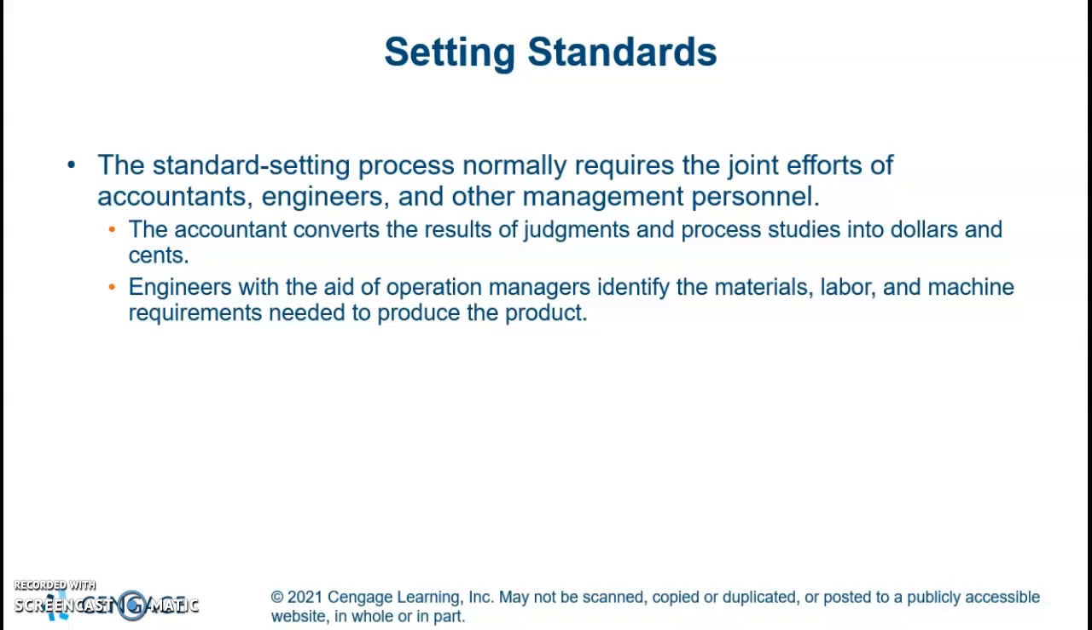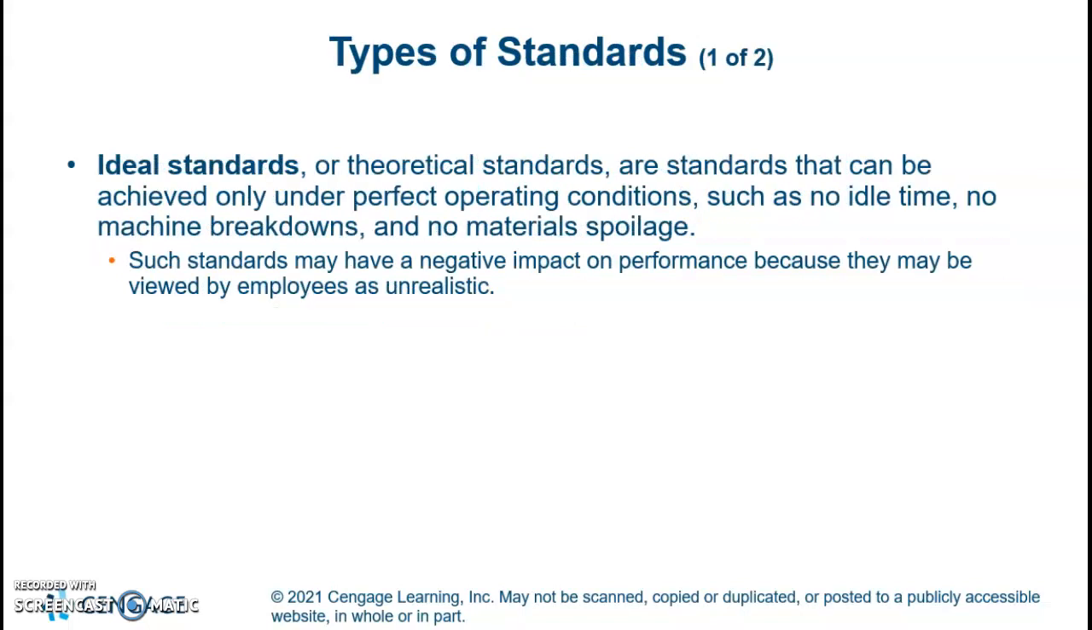We're going to need help from management, engineers, accountants, to do that. Engineers may know what the type and quantity of material we need is. Then the accountant will convert the results of judgments and process studies into dollars and cents. There are two types of standards. First, we have ideal standards. These are theoretical standards that can be achieved only under perfect operating conditions, such as no idle time, no machine breakdowns, and no material spoilage.